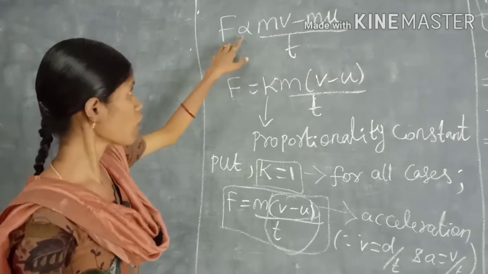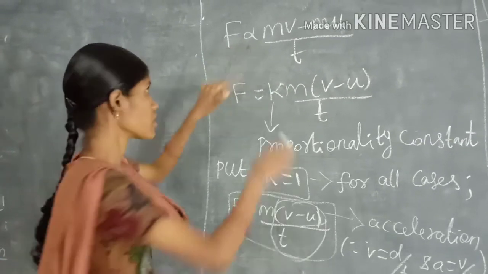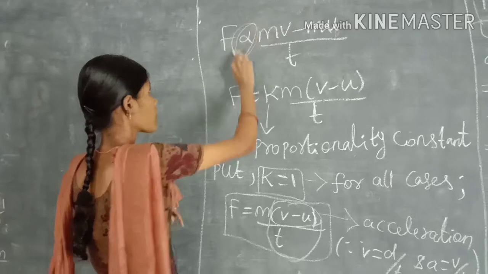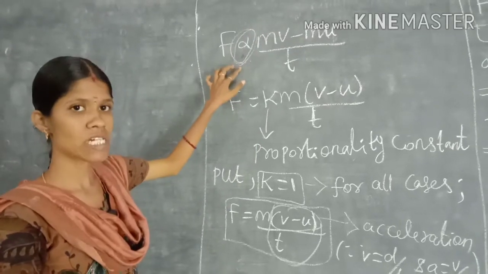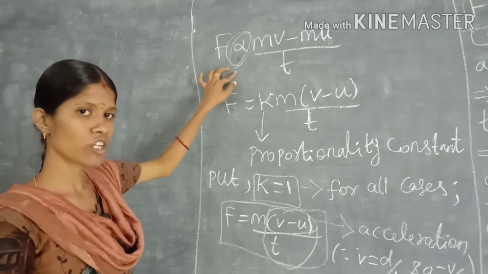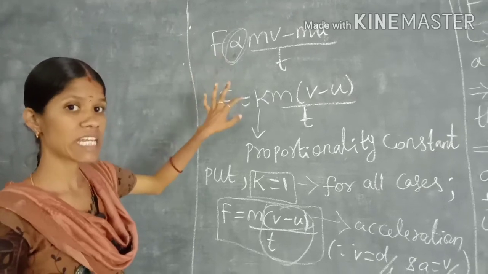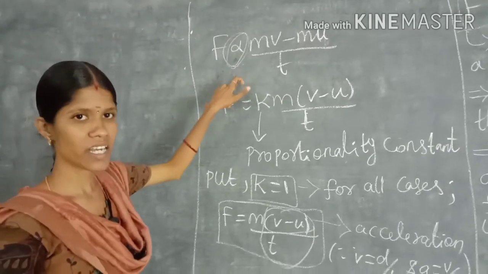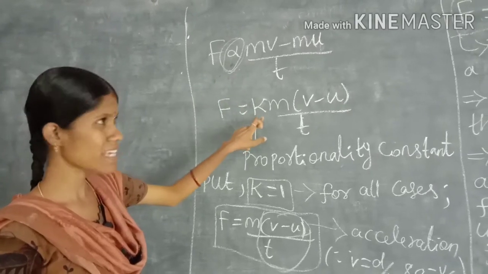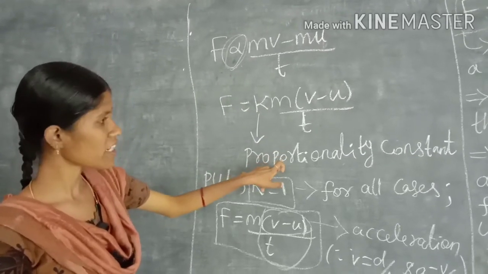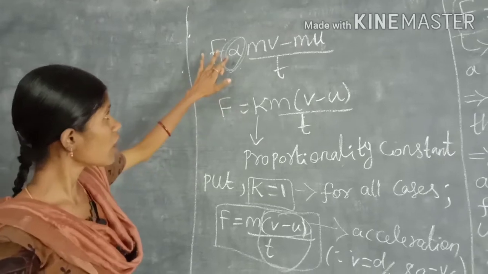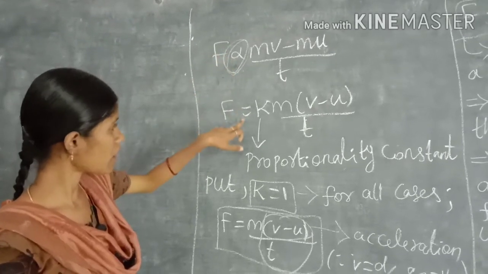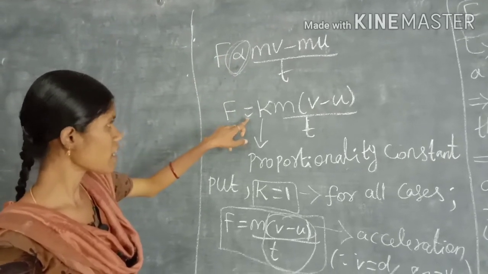Okay, so we have to remove the proportionality symbol and introduce the equivalent symbol, which means we have to introduce one constant here. That constant is known as k, where k is the proportionality constant.